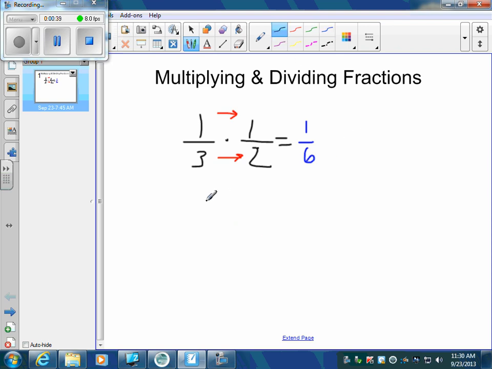If we have another example of 2/3 times 1/7, again, top times top, bottom times bottom. We've got 2 times 1 is 2, and 3 times 7 is 21. That's it.